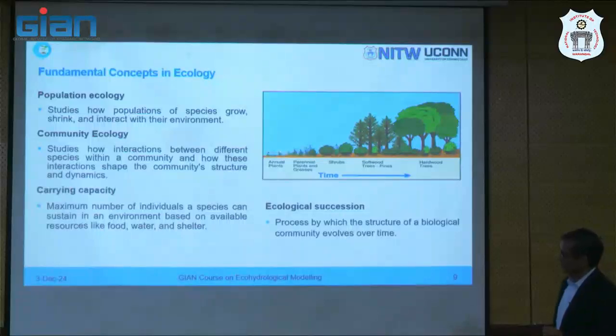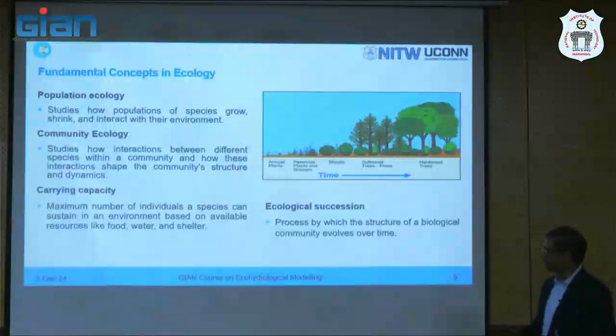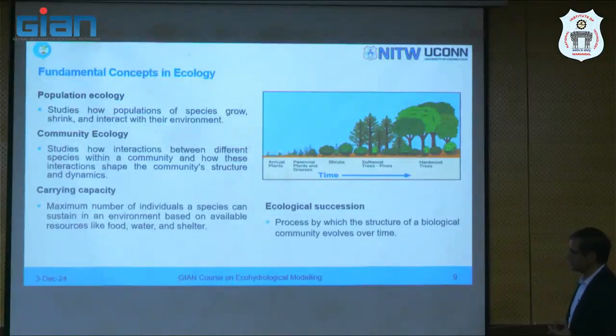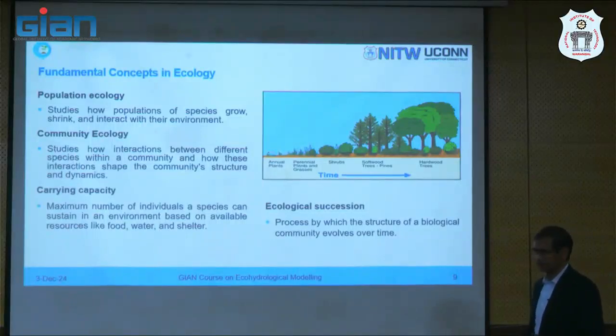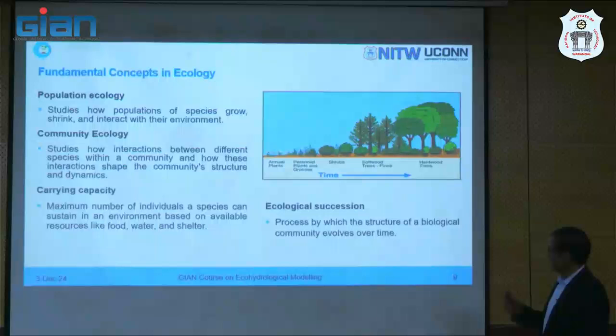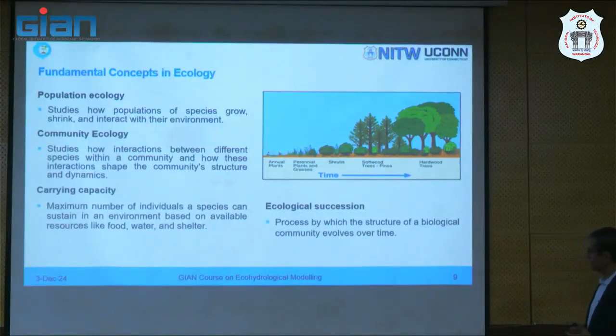Carrying capacity is the maximum number of individuals of a species that can be sustained in an environment, based on available resources like food, water, or shelter. And then ecological succession, what you see in this picture, is a process by which the structure of a biological community evolves over time.